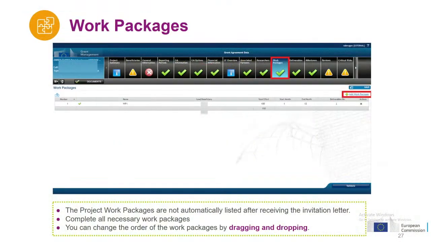Here we have the screen for the work packages. This information already exists in Part B of your proposal. It won't be automatically pre-filled for you in the IT screens. You need to add it manually. You have here the Add Work Packages button, and you can drag and drop to change the ordering of the work packages.